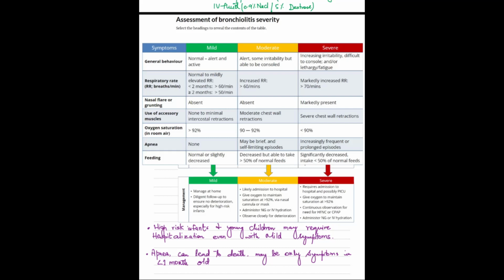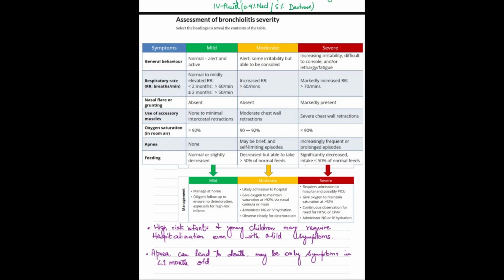Feeding would be normal, or slightly decreased because of the nasal congestion. We will manage at home. We have to deliberately follow up with the doctor. We need to make sure that there is no deterioration, specifically for high risk infants.